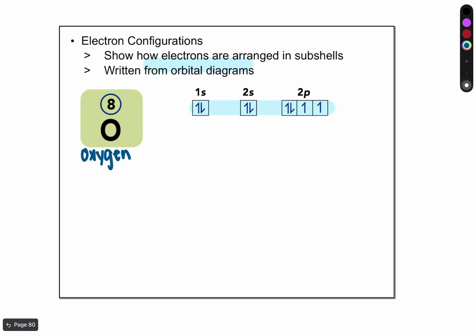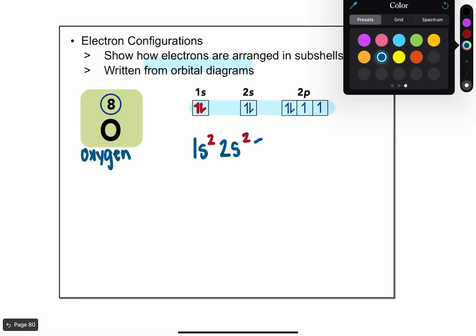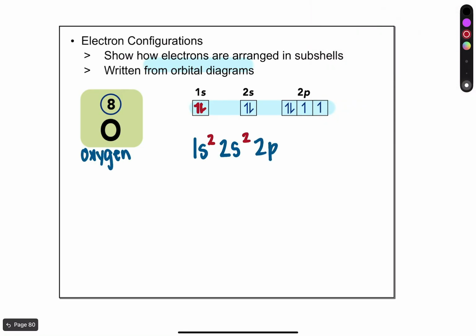If I were to write the electron configuration for oxygen, I would simply list the energy levels that are being utilized and then write down how many electrons are in those energy levels. So in the 1s level, there are 2 electrons. In the 2s level, there are 2 electrons. And in the 2p level, there are 4 electrons. So this entire string of letters and numbers is my electron configuration for oxygen.